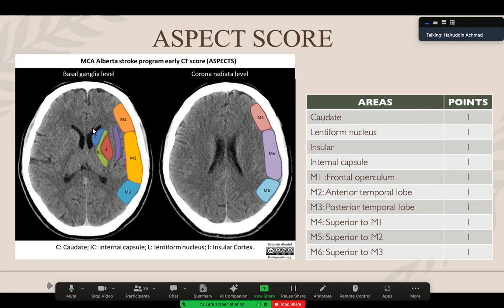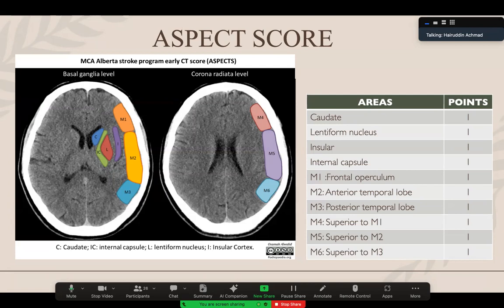So you divide it into the frontal lobe, which we call the frontal operculum, the one that I've shown you earlier. And then the anterior temporal lobe and the posterior temporal lobe. So at this particular level, you have 7 points. Basically, ASPECT scoring is you give the patient 10 points. Whenever there's involvement on the CT scan, you deduct 1 point.